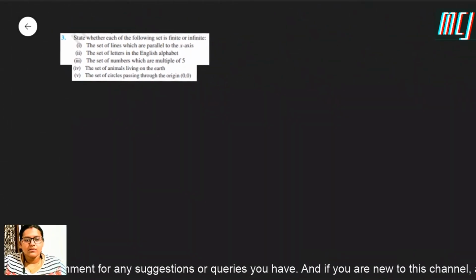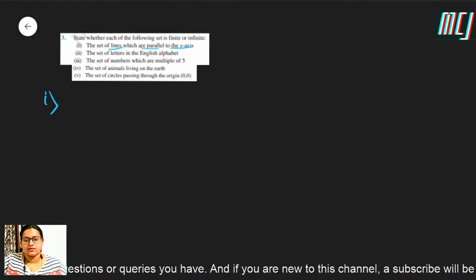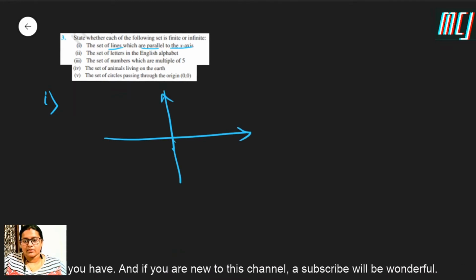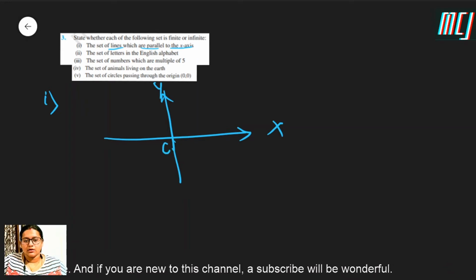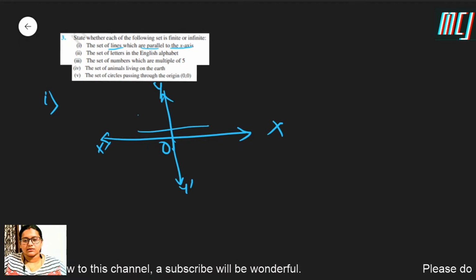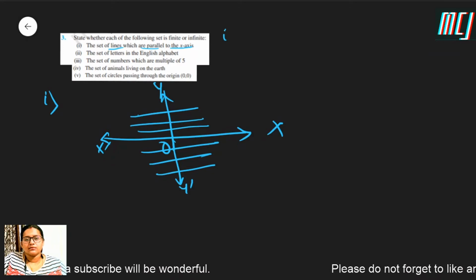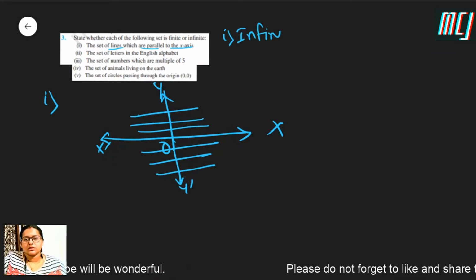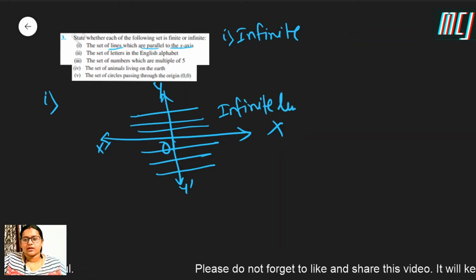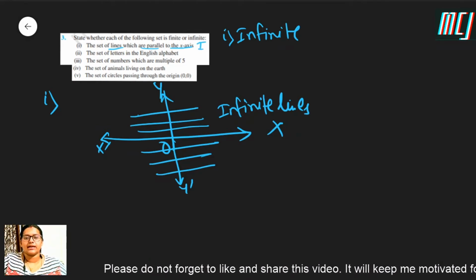Next also are sets, infinite and finite only. See, for question number 1, the set of lines which are parallel to the x-axis. Suppose we have the coordinate system, x, y, o, x dash and y dash. Okay, a line parallel to the x-axis. So like this, lines will be here also. So we will get infinite lines. So this set is infinite. I am writing I for infinite and I will write F for finite.